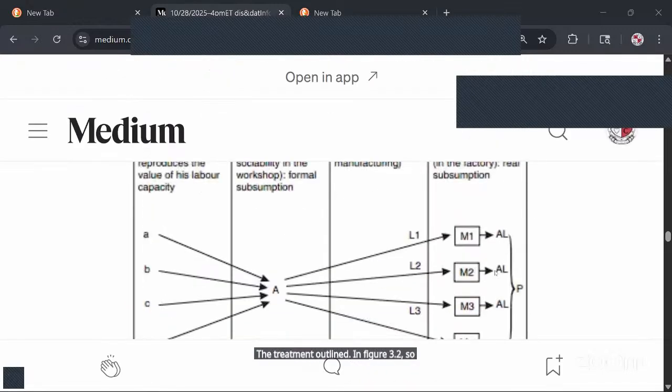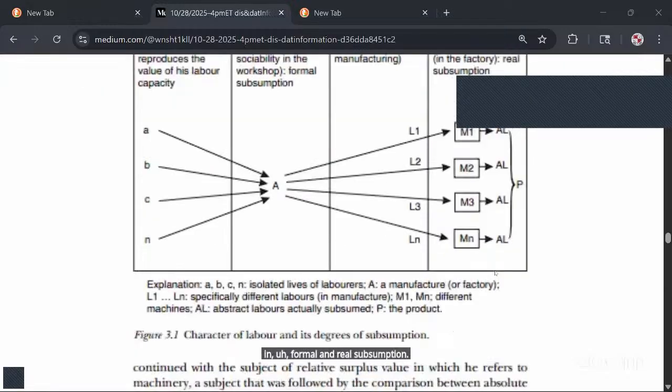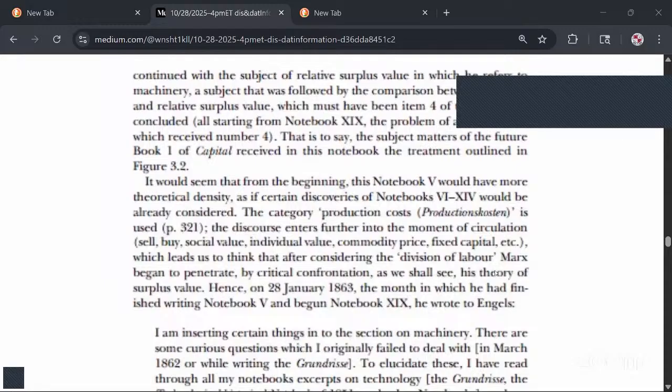So this is what volume 1 of Capital tries to explain, and particularly the difference in formal and real subsumption. It would seem that from the beginning, this notebook 5 would have had more theoretical density, as if certain discoveries of notebooks 6 through 14 would have been already considered. The category production costs is used, page 321.